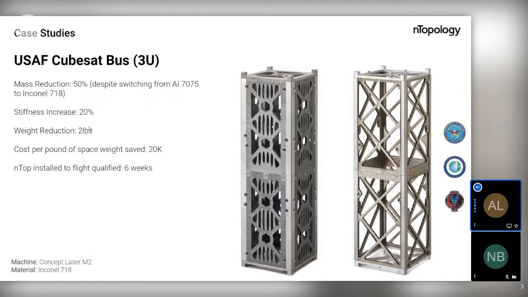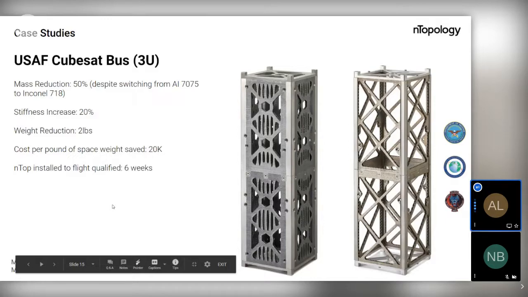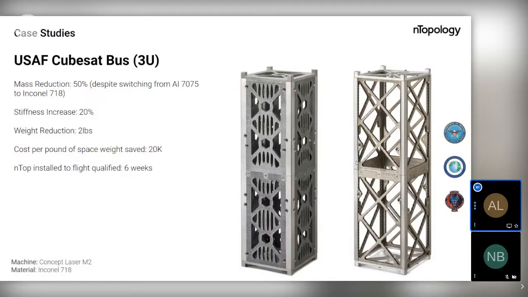And you might tell me, okay, that's not a lot. Well, this part is actually the size of a loaf of bread, let's say. And some of you might know that every pound matters in space. Every pound is 20K of price that you save. So in this case, if we saved 2 pounds, that means that we saved 40K when launching to space. And what is the most amazing is this highly topology optimized part, with very advanced architected material features, only took 6 weeks to be flight qualified, which is quite impressive. So this was printed with laser sintering and launched to space, and now it's orbiting around the Earth.